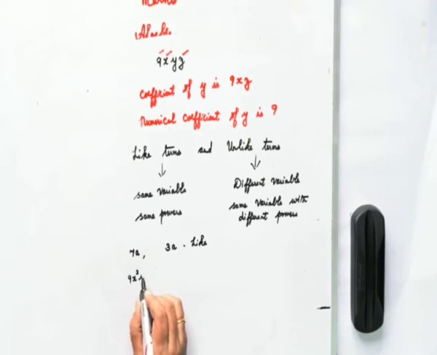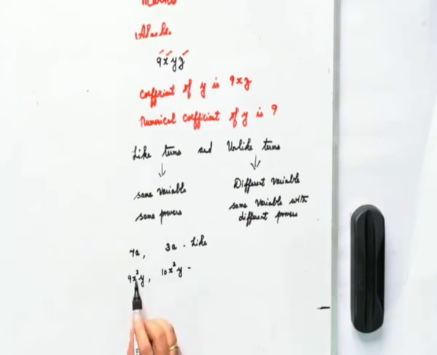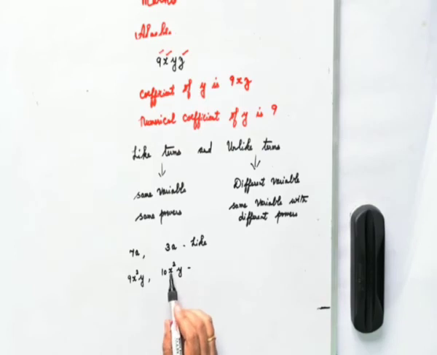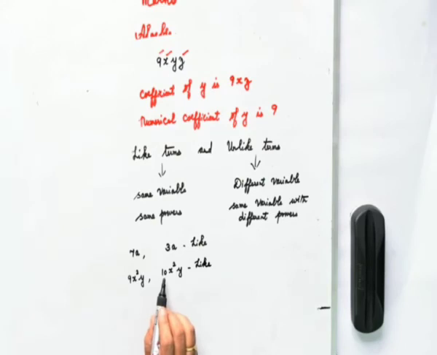Now another example I will give. 9x squared y, 10x squared y. Now see the variables here. x squared, variable with the same power. Here also variable with the same power. Another variable is y. Here also the other variable is the same. So this is a like term. You should not compare the constants. Only the variables we should compare.